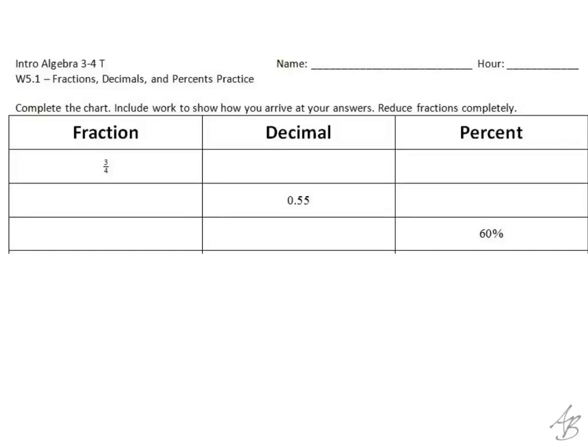Let's go through the first few lines of worksheet 5.1 together. On the first one, we're given a fraction, 3/4, and we want to convert that to a decimal here and to a percent here. So we'll start by converting to a decimal.